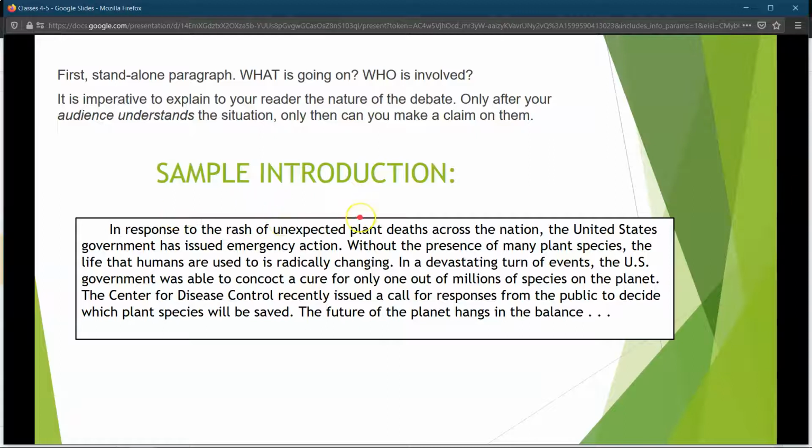In response to the rash of unexpected plant deaths across the nation, the United States government has issued emergency action. Without the presence of many plant species, the life that humans are used to is radically changing. In a devastating turn of events, the US government was able to concoct a cure for only one out of millions of species on the planet. The Center for Disease Control recently issued a call for responses from the public to decide which plant species will be saved. The future of the planet hangs in the balance.